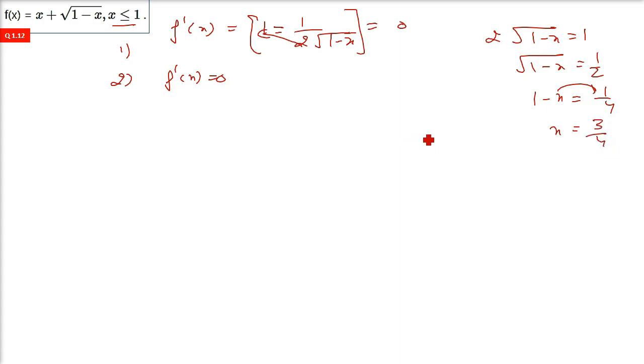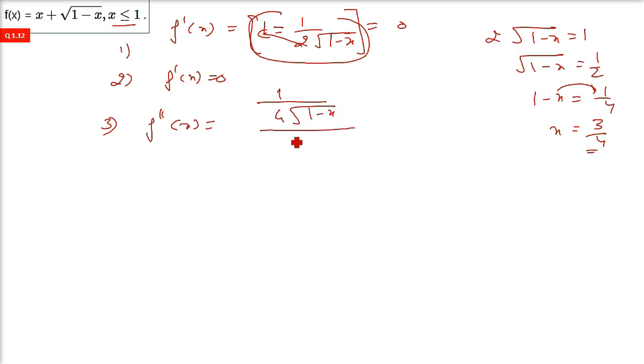This is the critical point, and on this critical point we have to check for the local maxima and minima. For that, this third step is mandatory, and this is the double derivative way of solving this question. Double derivative is simply f double dash x. 1 minus 1 by 2 under root 1 minus x has to be differentiated, and since you are already aware of the differentiation, quite often you have done it, this is the double differentiation. Once this is completed, we have to put x equals to 3 by 4, which was computed by f dash equals to 0.